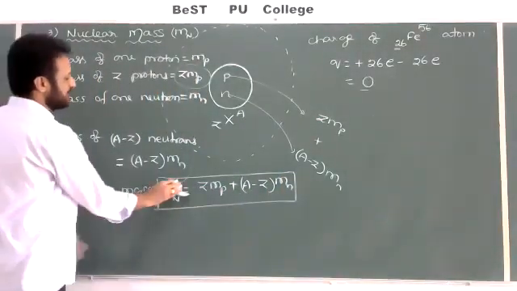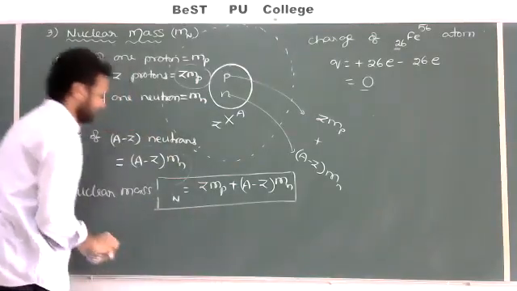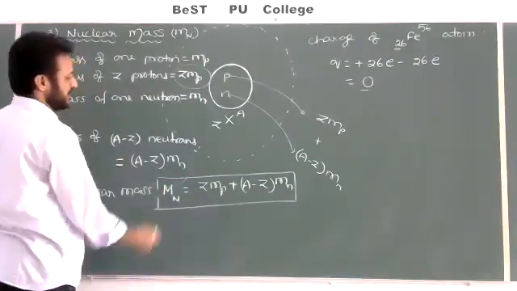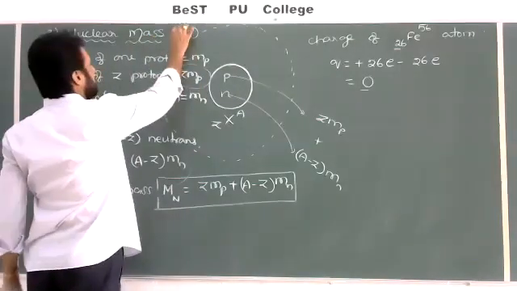Or your choice, you may take capital M also, to understand easily. You take capital M. Mass of the nucleus, we take capital M like this. Here also, capital M I am considering as the mass of the nucleus.